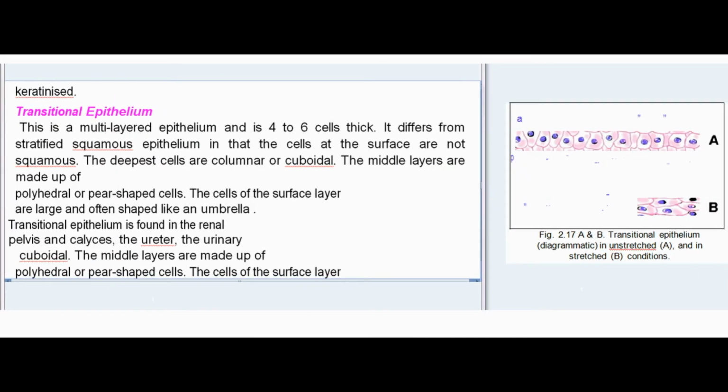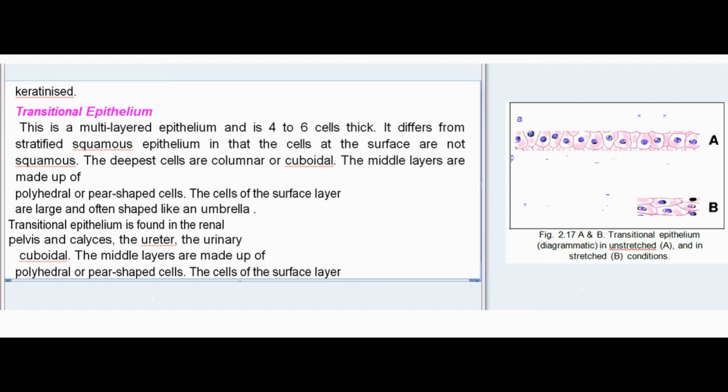Transitional epithelium. This is a multilayered epithelium and is 4 to 6 cells thick. It differs from stratified squamous epithelium in that the cells at the surface are not squamous. The deepest cells are columnar or cuboidal. The middle layers are made up of polyhedral or pear-shaped cells. The cells of the surface layer are large and often shaped like an umbrella.